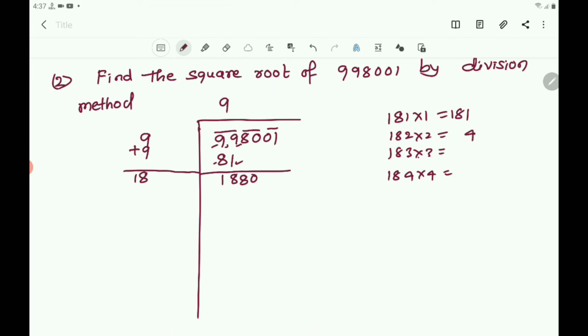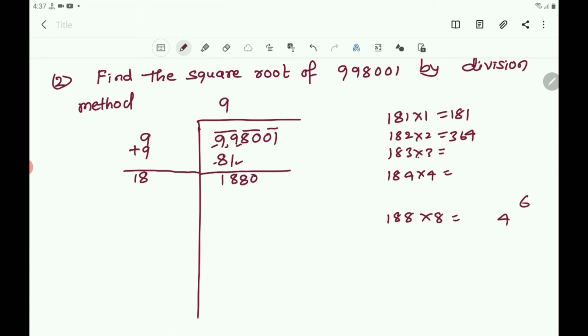2 2s are 4, 18 2s are 36. It becomes a least number. So here 18 4s are 72. So you take the number to get the value more than 1500. Then here 18 8s are 144. Put 8 and find 188 into 8.